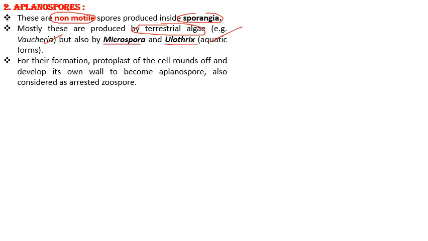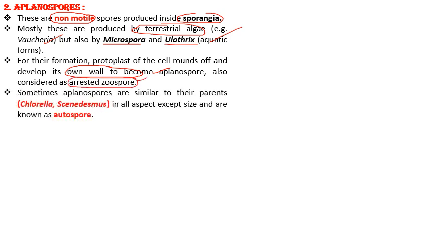And for their formation, जो protoplast होता है cell का, that rounds off and develops its own wall and becomes aplanospore. कई बार इन्हें हम arrested zoospore भी कहते हैं. Sometimes aplanospores are similar to their parents, बिल्कुल exact copies बनते हैं parents के, but they are smaller in size as in case of Chlorella and Scenedesmus. तो ये सभी aspects में same होते हैं, but size में ये छोटे होते हैं. So these spores are known as autospores. इस तरह के spores को autospore कहते हैं, और ये बनते हैं in case of Chlorella.